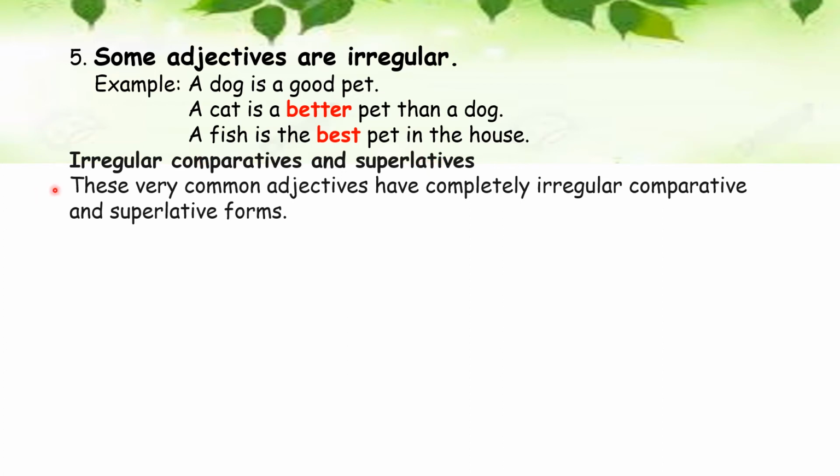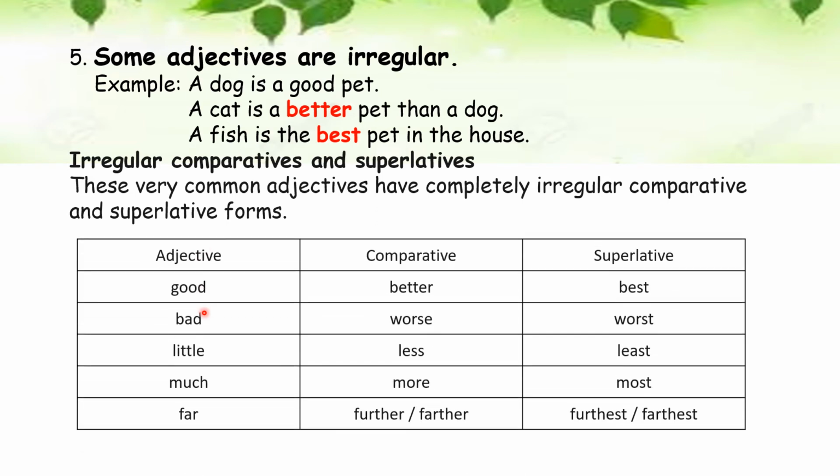Okay. Irregular comparatives and superlatives. These very common adjectives have completely irregular comparative and superlative forms. So we have here good, better, best, like what I said earlier; bad, worse, worst; little, less, least; much, more, most; far, further, farther, farthest. This too, by the way, has different meanings.